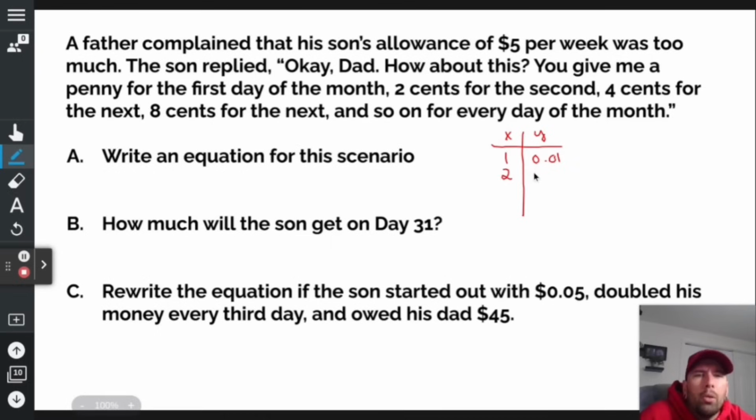And then let's double it. And then 4 cents the next, 8 cents the next. So let's pretend I didn't say double it. Let's pretend that I have no clue what's going on. Although I do know it's exponential. But let's just write that out. 8 cents for the next. And every day for the rest of the month, find an equation for this scenario. We're going to use exponential regression again. So let's run to our calculator and see what happens.